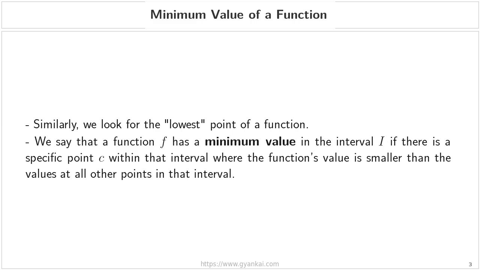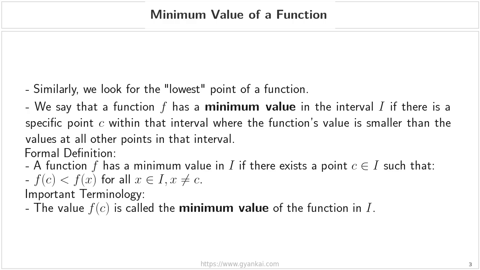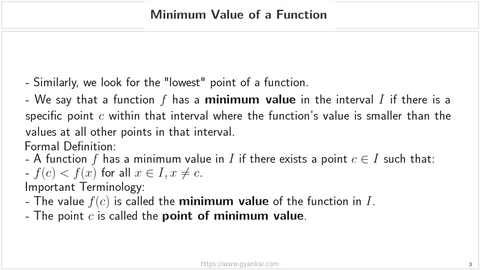To state this more formally, a function f has a minimum value in interval I if there exists a point c belonging to I such that f of c is less than f of x for all x in interval I, where x is not equal to c. It is very important to distinguish between the following two terms to avoid confusion later on. First, the resulting value, f of c, is called the minimum value of the function in interval I. Secondly, the specific input value, c, is called the point of minimum value.